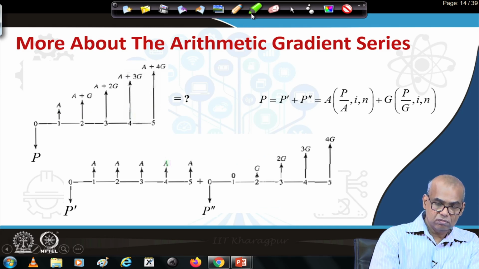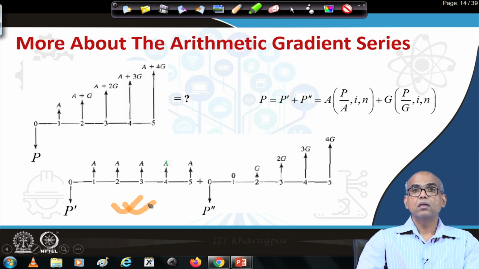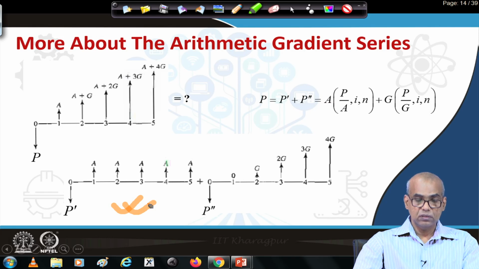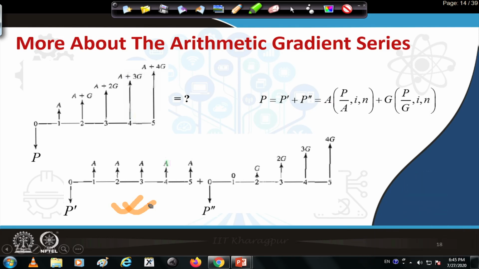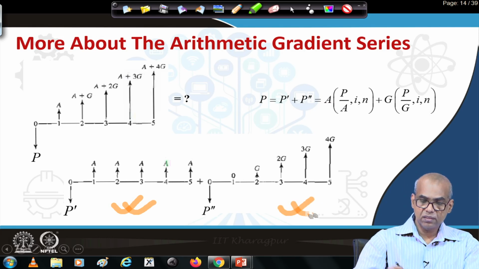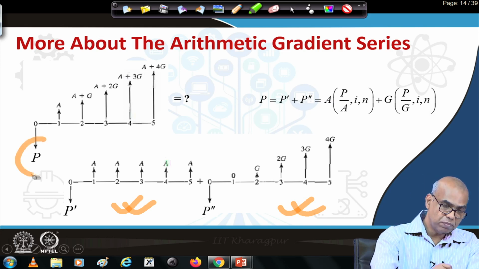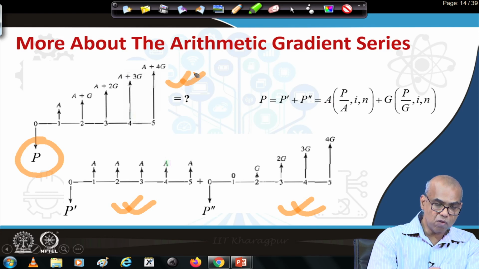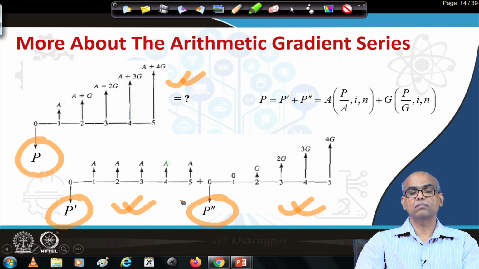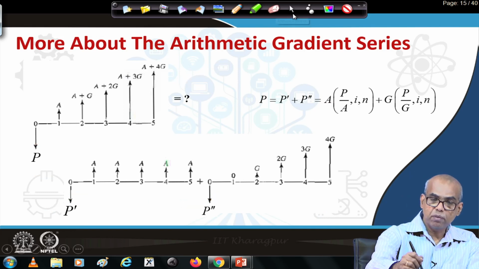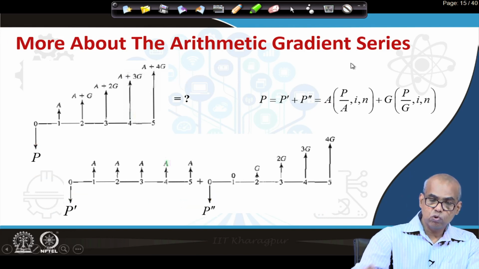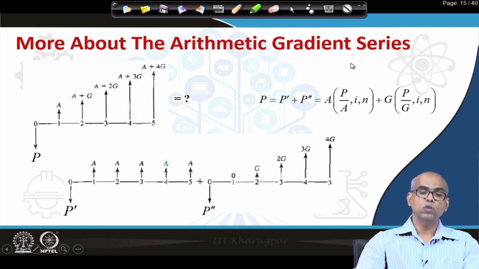We know the present worth value for such a uniform series, and we have also seen in the previous slide the present worth value for a strict arithmetic gradient series. So, the present worth value for this series will be the sum of this present worth and this present worth. This is how you can break down this series into two convenient series and do the computation.